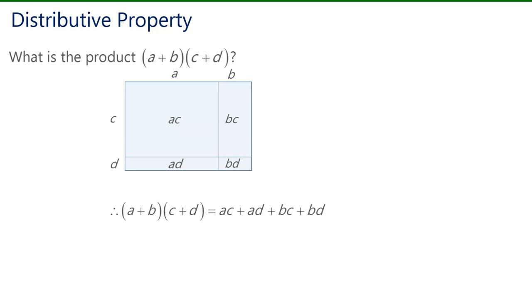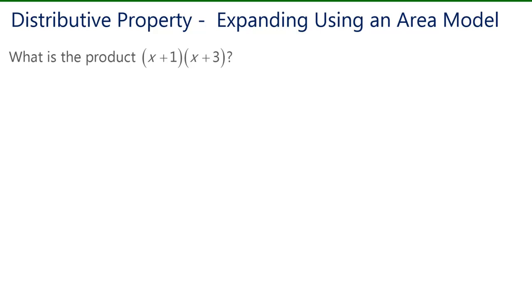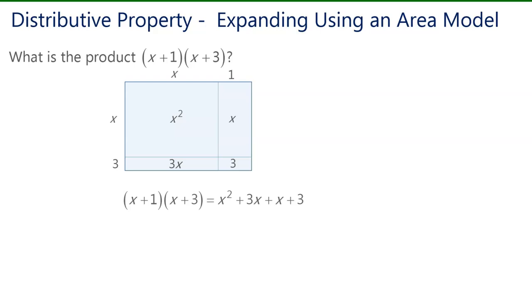trinomial. In order to warm up our brains, let's look at the product x plus 1 times x plus 3 and expand using the area model. Here's our rectangle with a length of x plus 1 and a width of x plus 3, giving us an area of x squared plus 3x plus x plus 3. Notice that the middle terms, 3x and x, are like terms. This gives us x squared plus 4x plus 3, which is the product of x plus 1 and x plus 3.